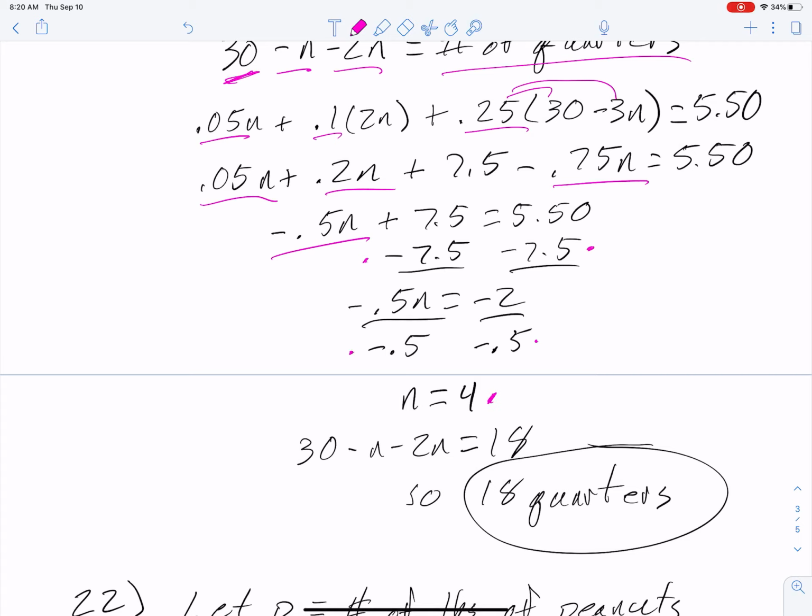value. But notice this isn't what we were being asked for. We were being asked specifically for the number of quarters. So 30 minus n minus 2n gets me my 18 quarters. Now, if you gave all three values, that would be okay, but typically we would only want to answer the single question we've been asked.